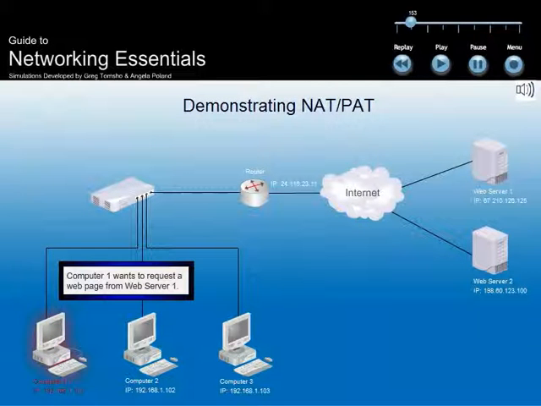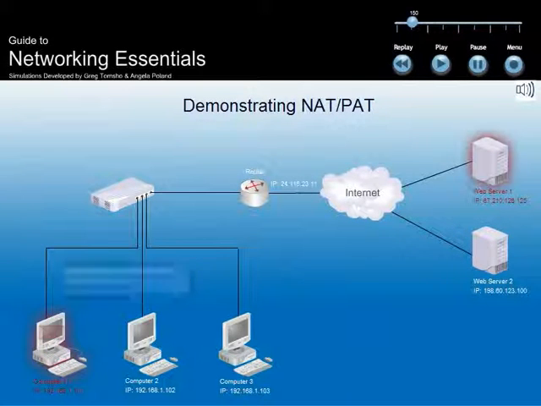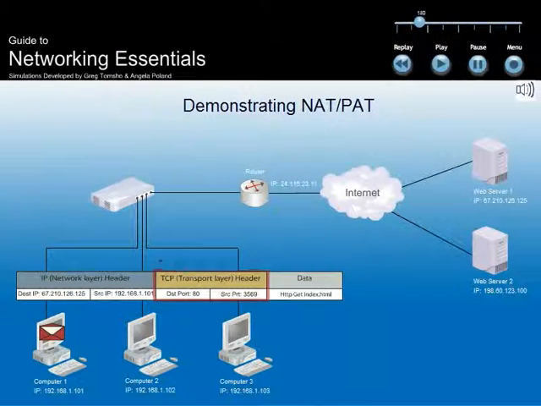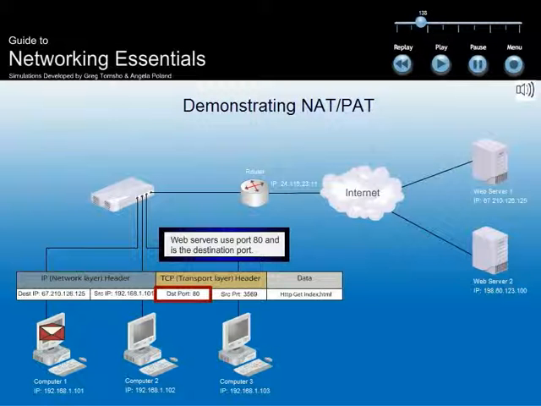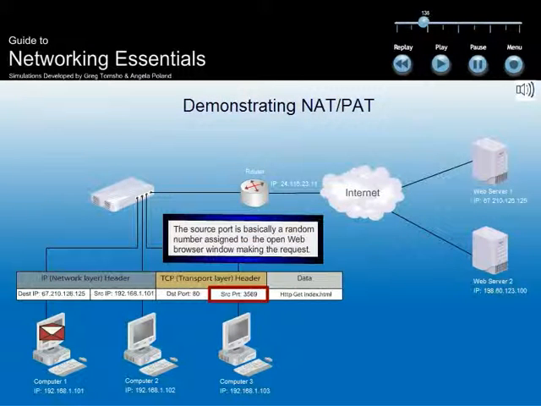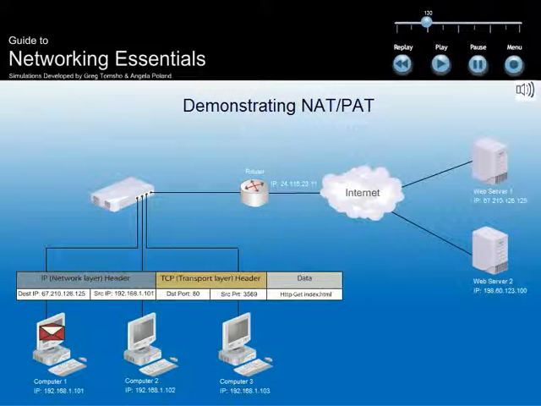Computer 1 wants to request a web page from web server 1. The request is formatted with the source and destination IP address in the IP header and the source and destination port numbers in the TCP header. Web servers use port 80 and is the destination port. The source port is basically a random number assigned to the open web browser window making the request.